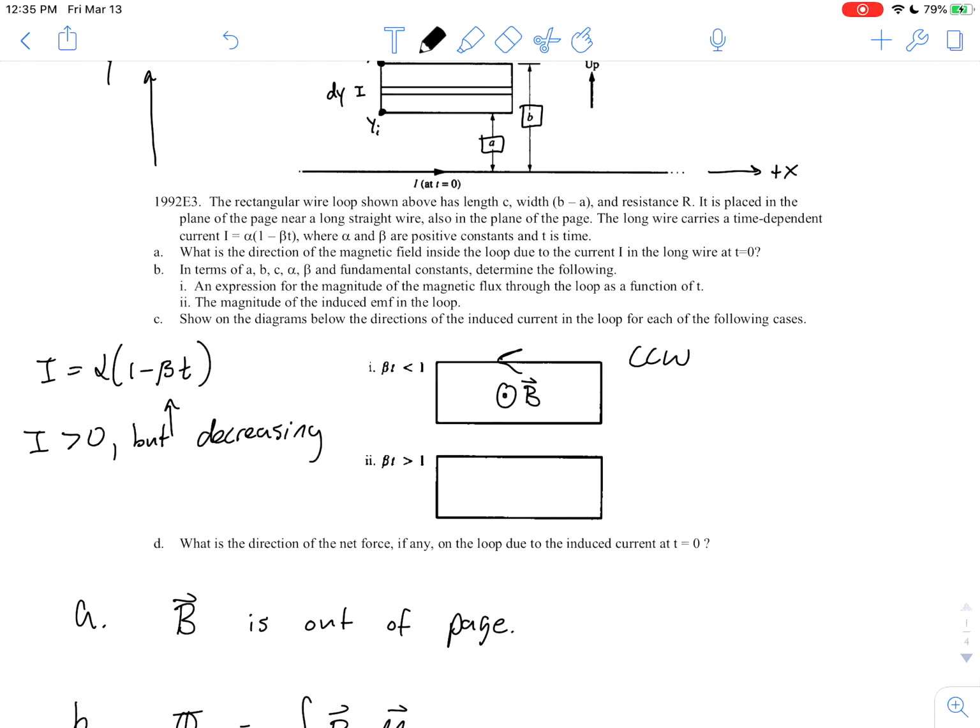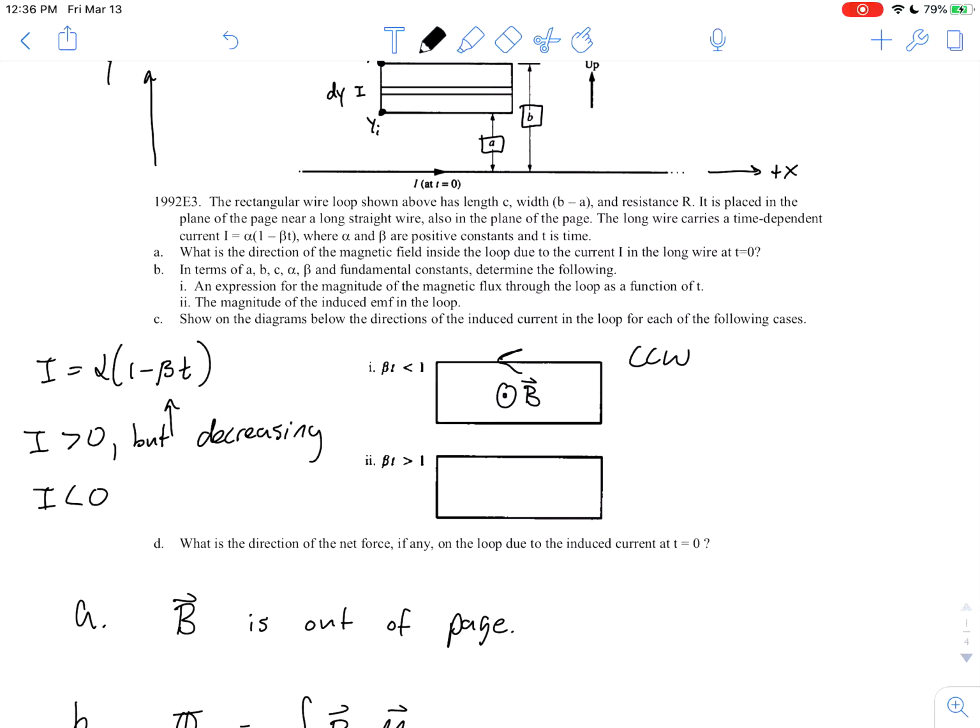Part 2, we have beta t is going to be greater than, I'm sorry, greater than 1. So if beta t is greater than 1, then you're going to have 1 minus something greater than 1. That's going to mean that the current is now less than 0, which means that it's going to the left, and as time increases, the magnitude of that value is going to be greater. So current is moving to the left now, and it's increasing.